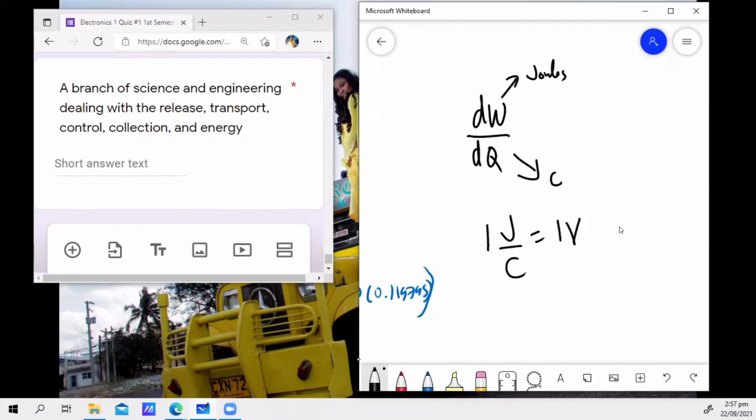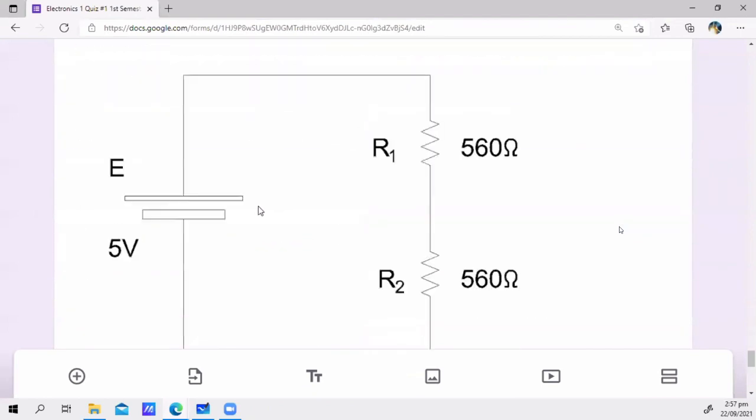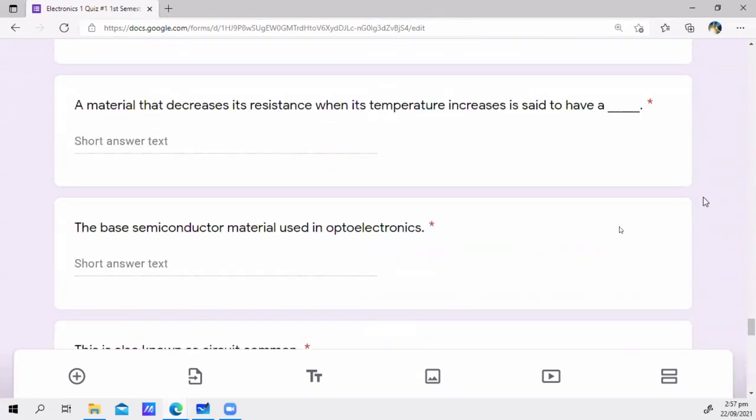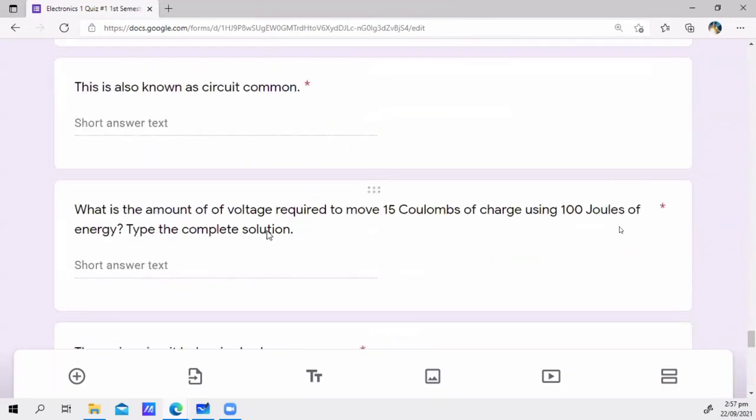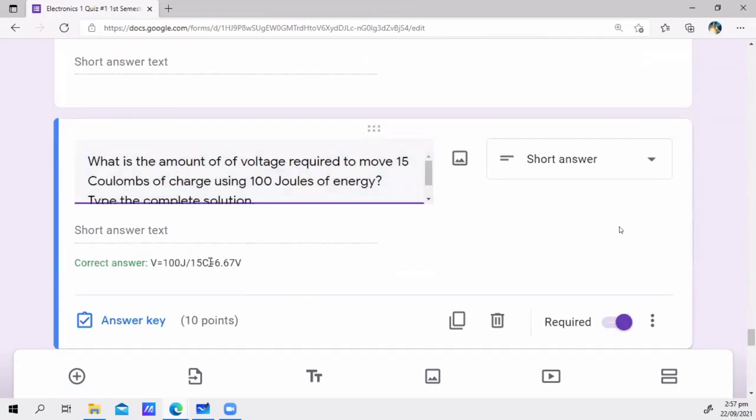So, napakadali, straightforward. I-divide lang natin yung joules niya per coulomb. Saan na nga ba yung given natin na joules? So, ang given na joules is in... Joules is 100 and then coulombs is 15. That's just equal to 100 joules over 15 coulombs, which is equal to 6.67 volts. So, ibig sabihin yan, para daw ma-move natin yung 15 coulombs of charge inside a material, kailangan mo ng 100 joules of energy. Okay? Yung napuproduce na voltahe nun ay equal sa 6.67 volts.